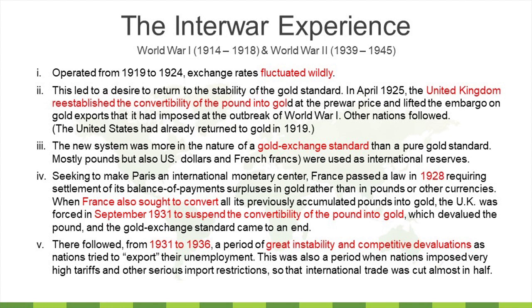4. Seeking to make Paris an international monetary center, France passed a law in 1928 requiring settlement of its balance of payments surpluses in gold rather than in pounds or other currencies. When France also sought to convert all its previously accumulated pounds into gold, the UK was forced in September 1931 to suspend the convertibility of the pound into gold, which devalued the pound, and the gold exchange standard came to an end.